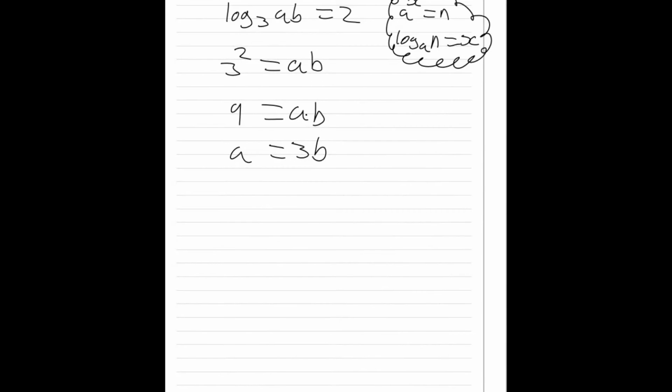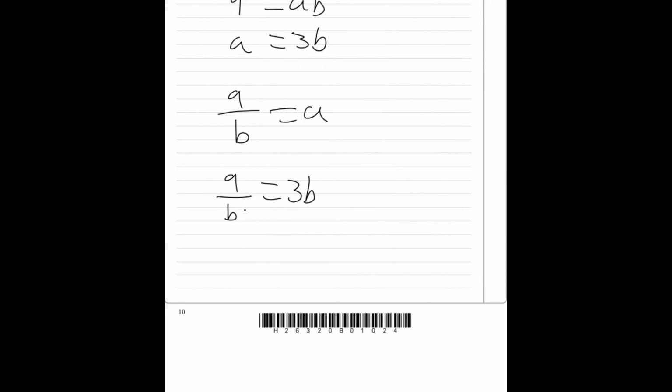So the easiest is to get a on the same side. So what we do to do that is we divide this one up the top here by b to get a on its own. So we get 9 over b is equal to a, which is the same as writing 9 over b is equal to 3b. So now we're going to times by b to get rid of this b on the denominator. So we get 9 equals 3b squared.